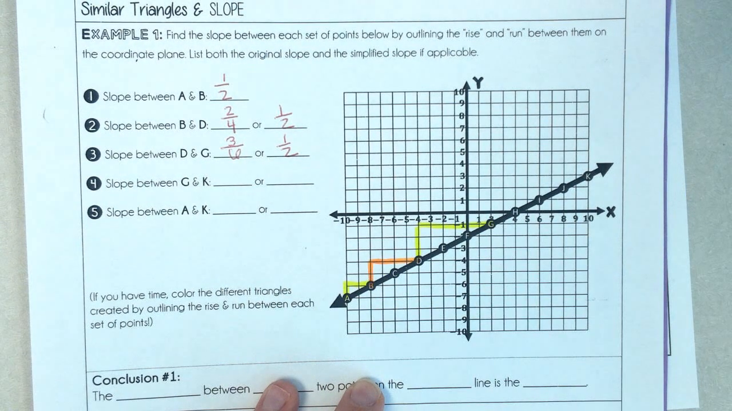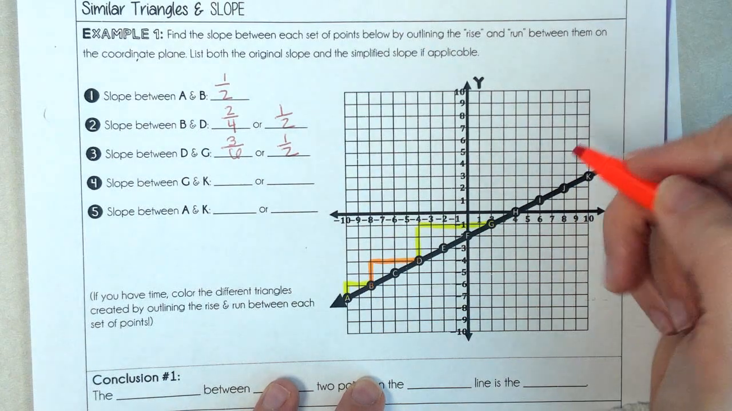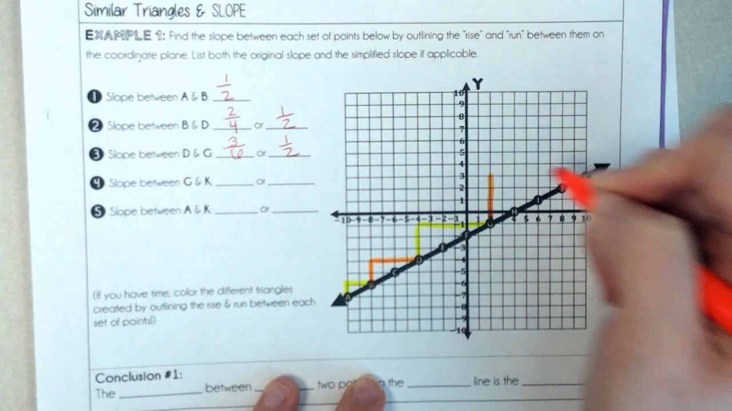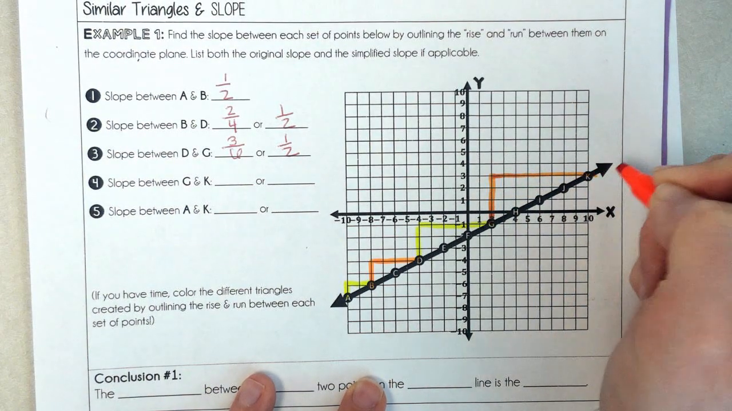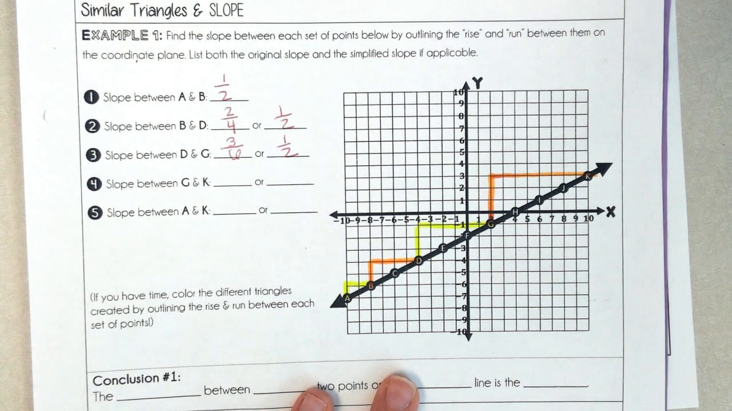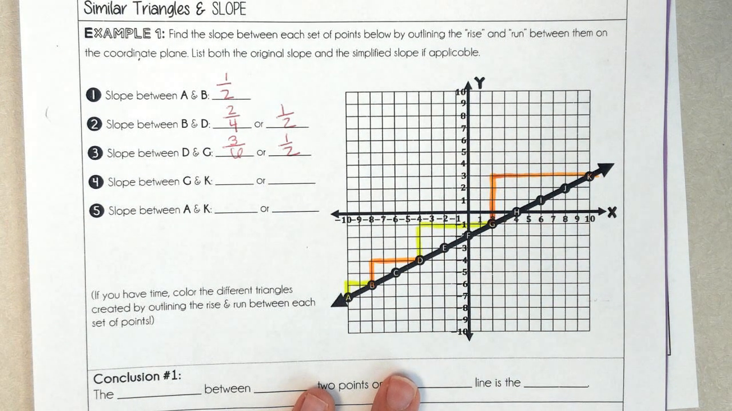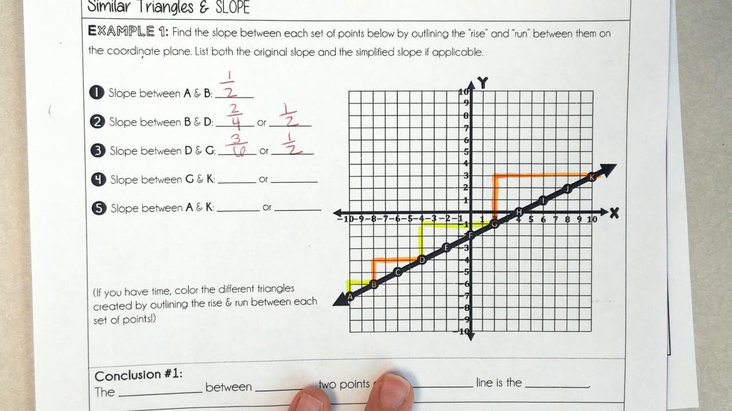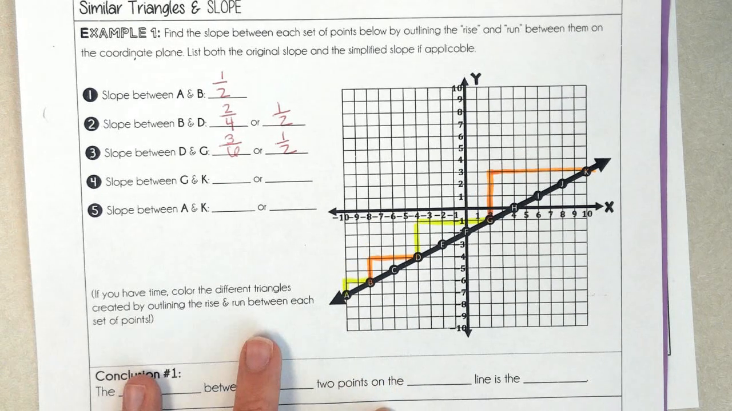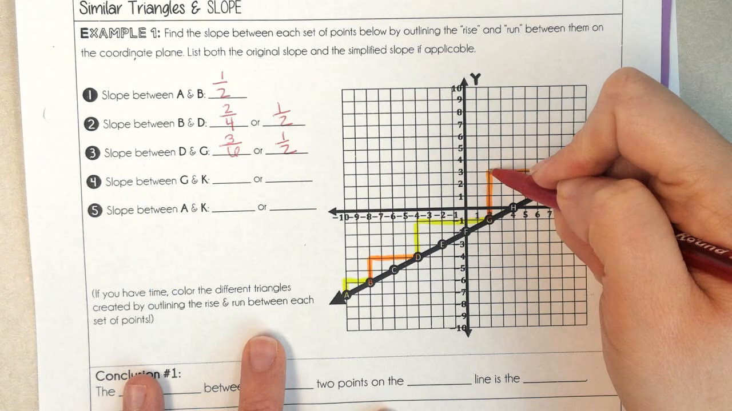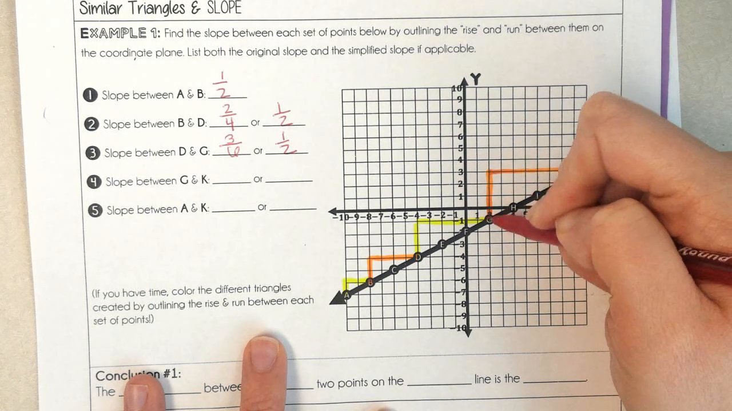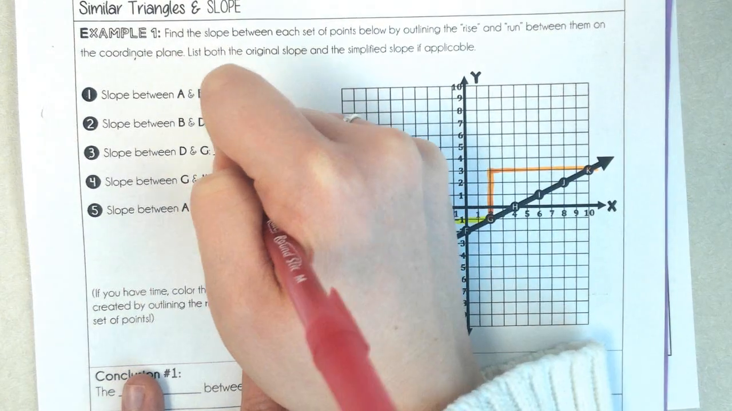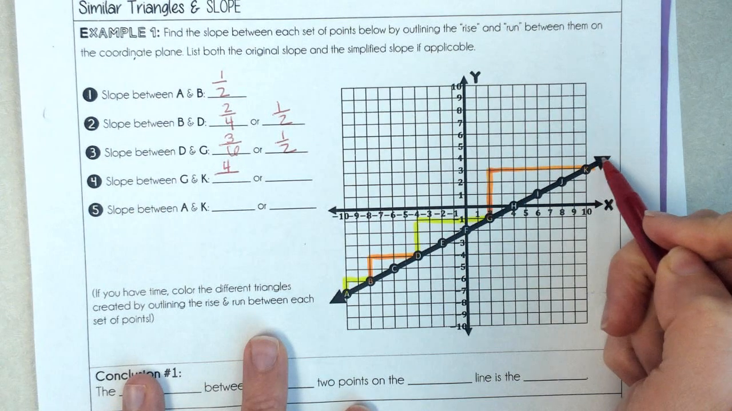Now I need between G and K. So show your rise and your run outlines. Your rise and your run outline for G to K. G to K has what as my rise, Anaya? From here to here you said is what? 4. Very good. And my run is, Lily?